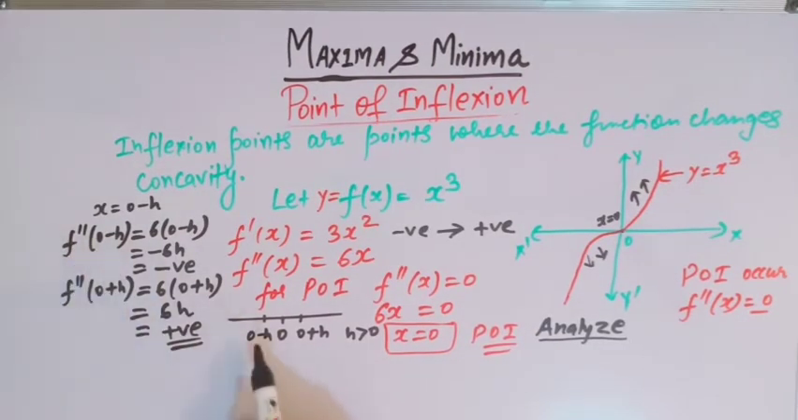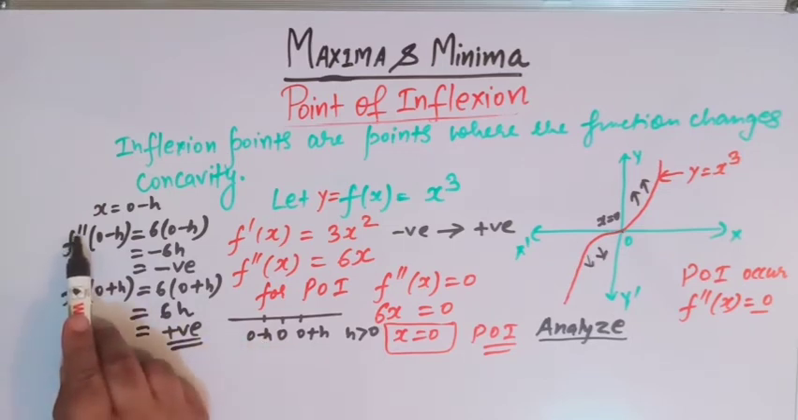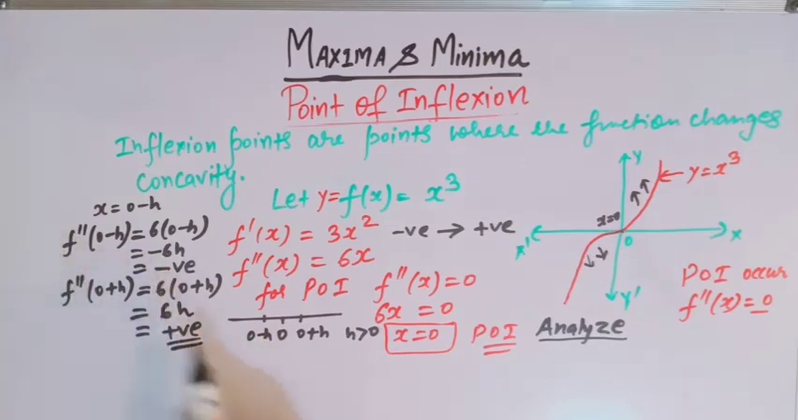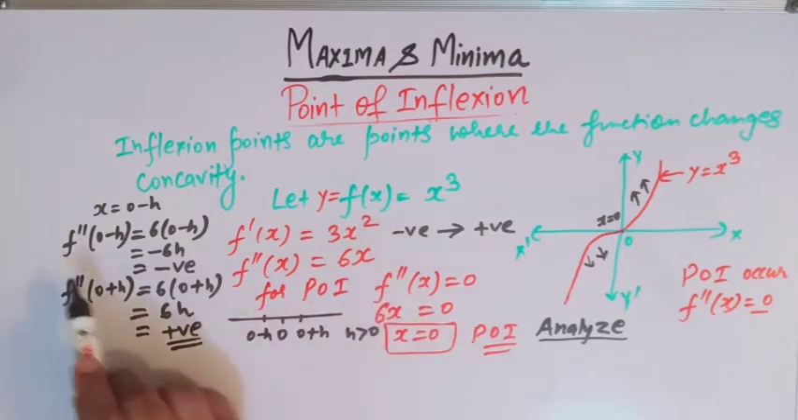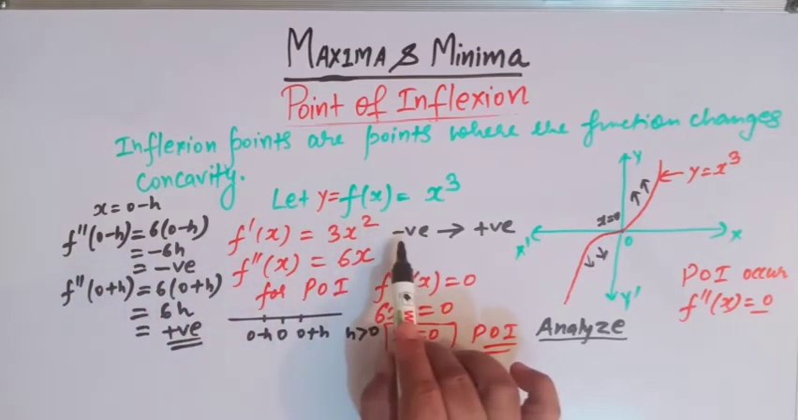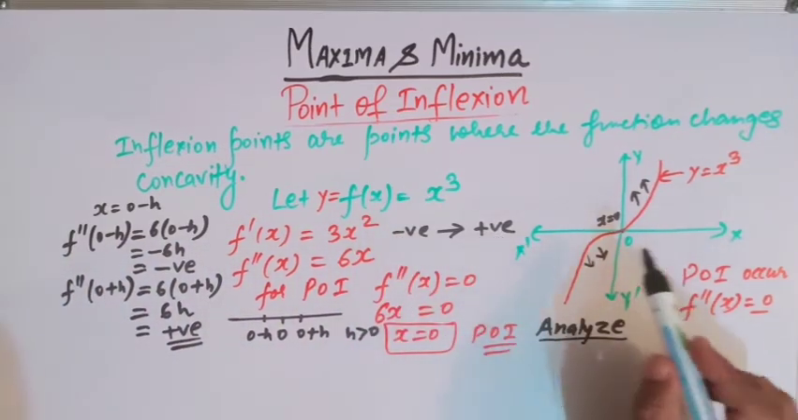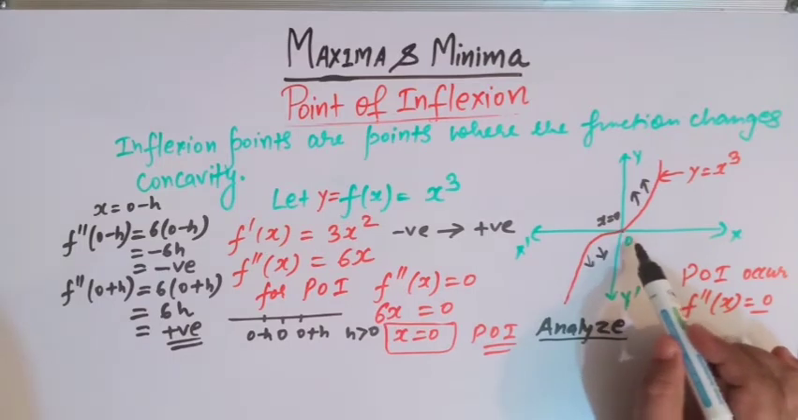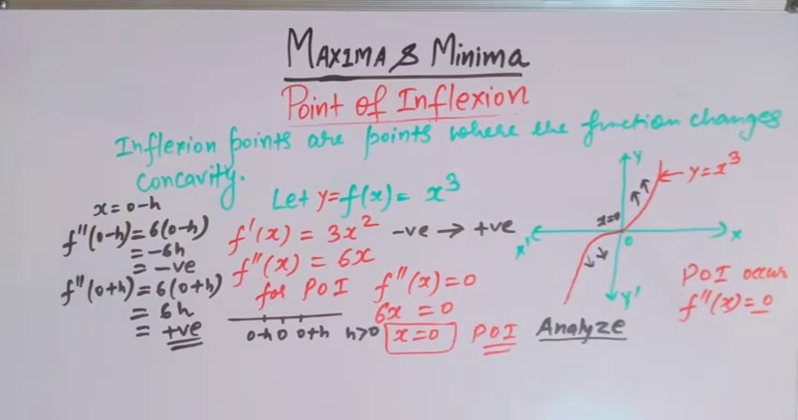So at x equal to 0 minus h, the sign of the second derivative is negative, and at x equal to 0 plus h, the sign of the second derivative is positive. So the sign of the second derivative changes from negative to positive. Hence x equal to 0 is a point of inflection, right?